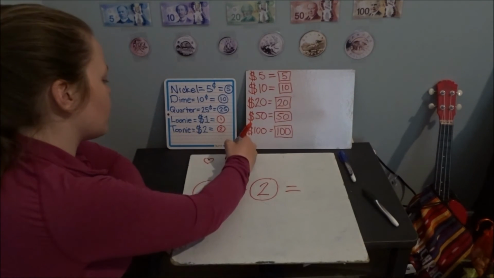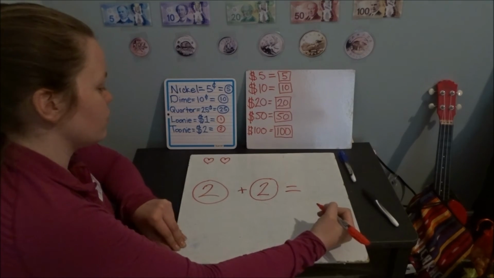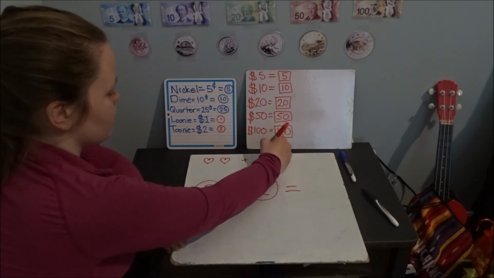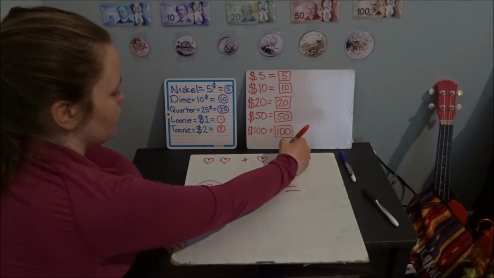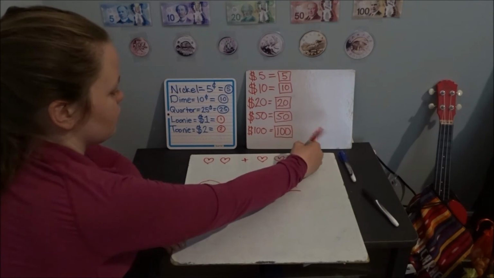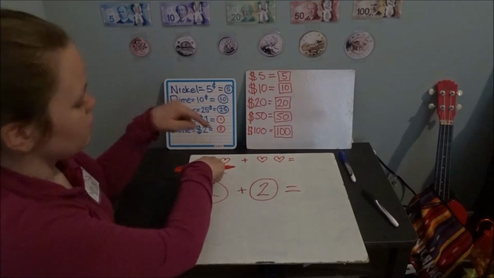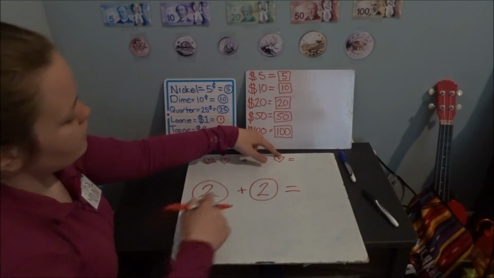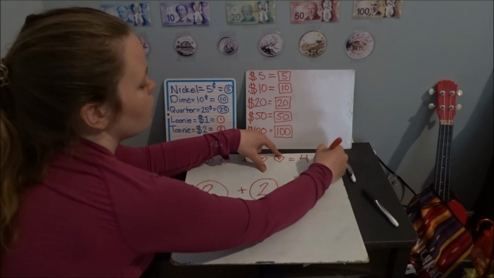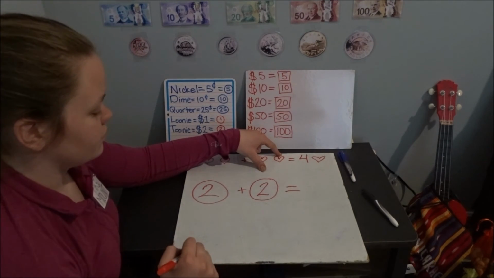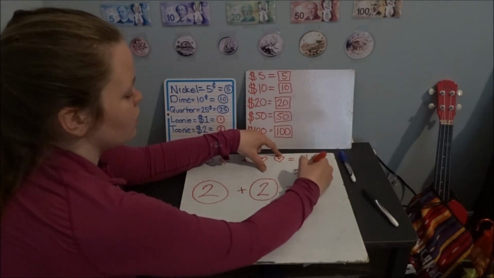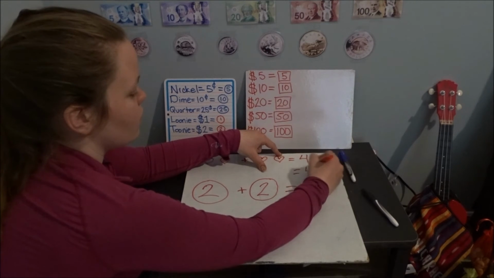So we have 1, 2, plus 1, 2 is equal to 1, 2, 3, 4. So we have 4 hearts, which is equal to $4.